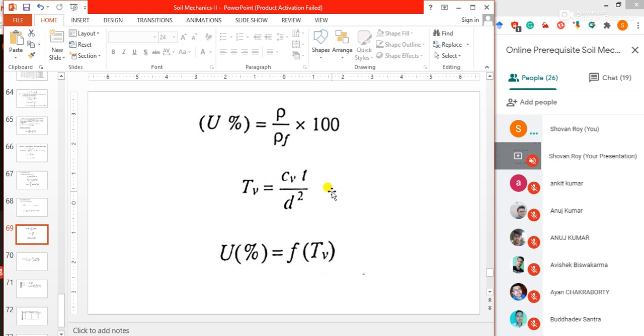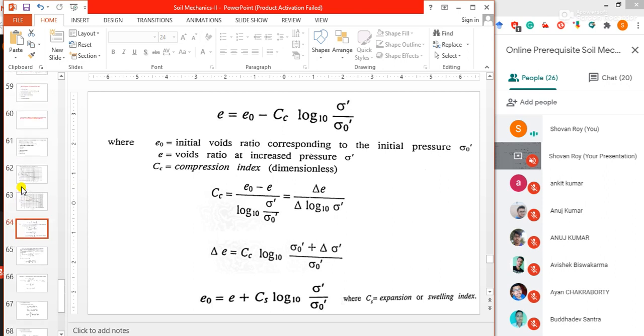Where d is the drainage path. The drainage path represents the maximum distance which water particles have to travel to reach the free drainage layer, for the present case of double drainage. In our case, what is the drainage actually?